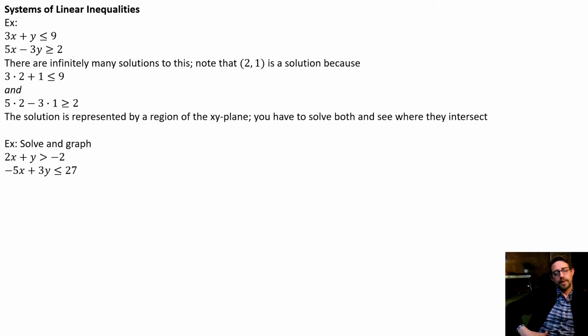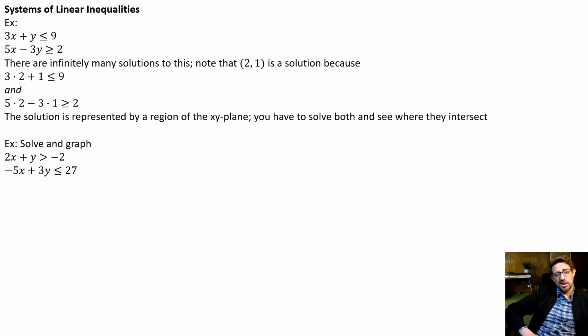All right, let's do it. 2x plus y is greater than -2, and negative 5x plus 3y is less than or equal to 27. It could be that there are these kind of inequalities that actually don't have solutions, but it'd have to be a pretty specific case. But this will. Okay, so you just treat them like two separate problems.